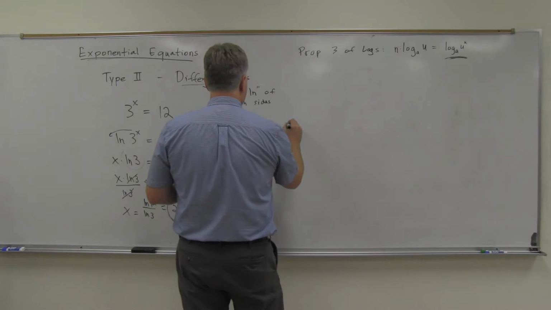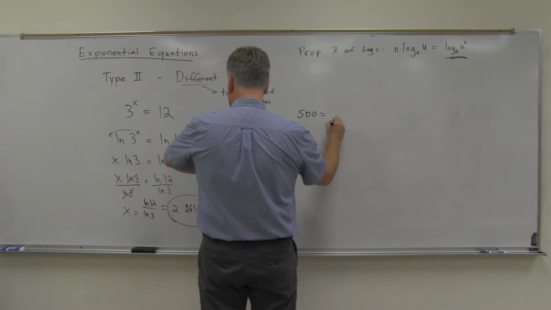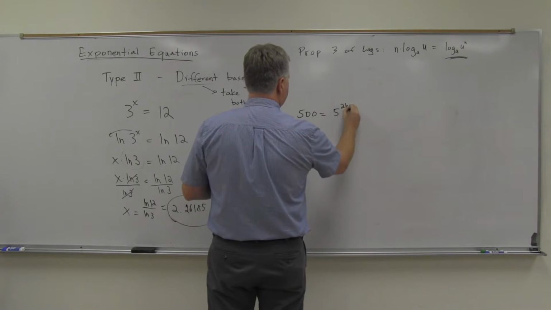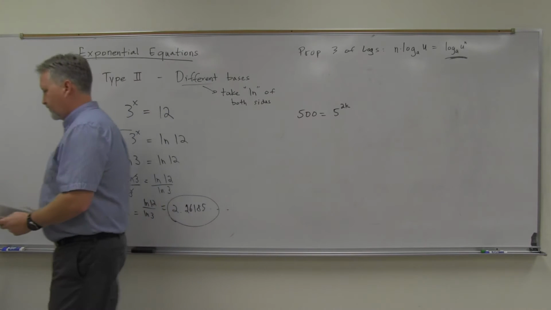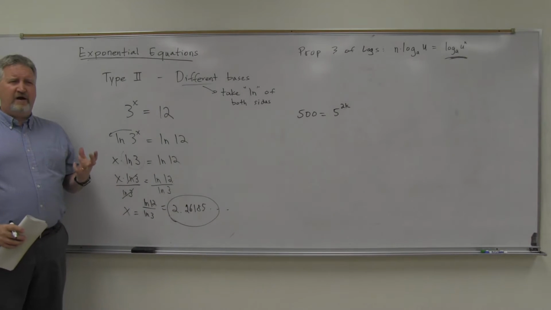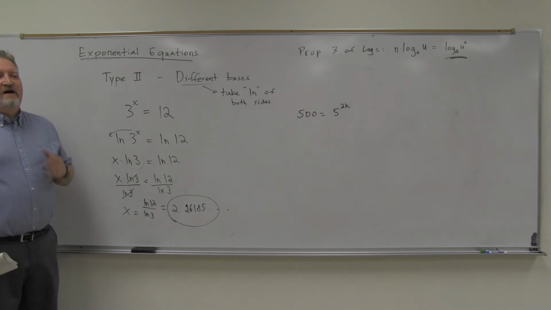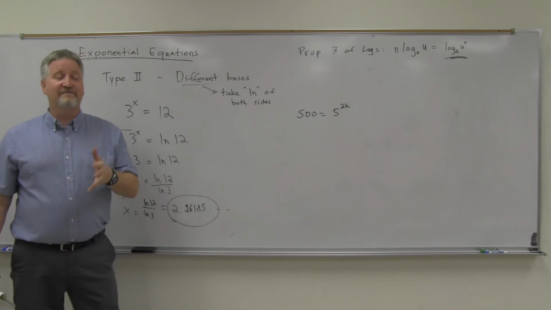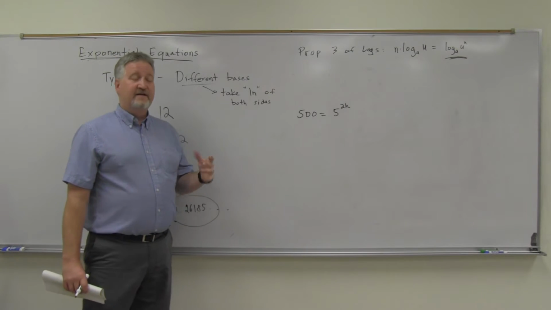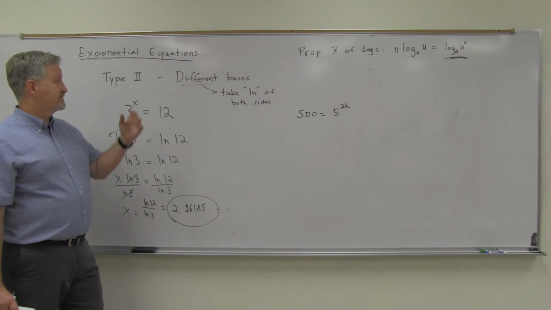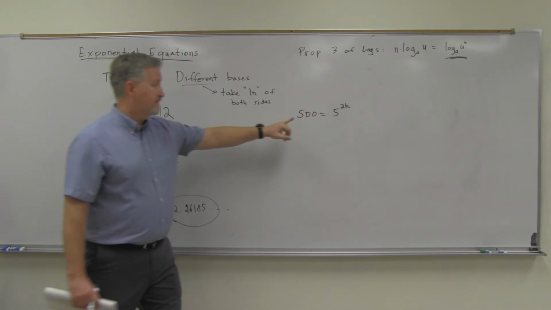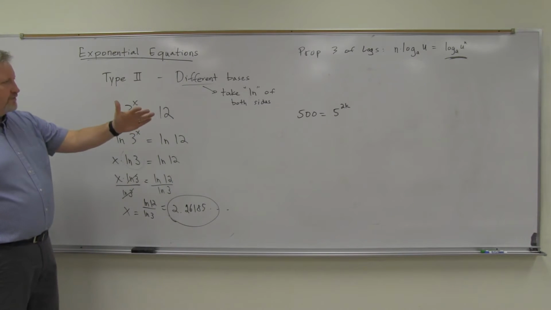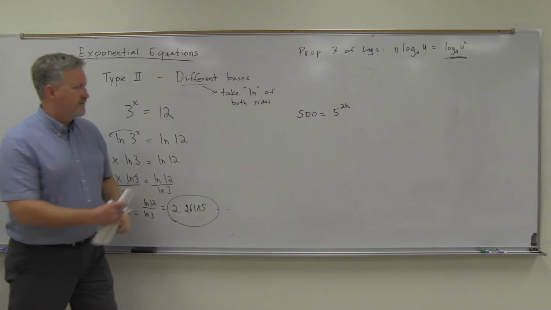Okay, what about 500 equals 5 to the 2k? We might be thinking, well, 500, that's a power of 5, isn't it? No. 5 to the first is 5. Well, but 5 to the third is 125. 5 to the fourth is 625. 500 is not a nice power of 5. So this is different bases on both sides. I can't make this be a power of 5. Okay? So I have to do this other technique, which is take the ln of both sides.